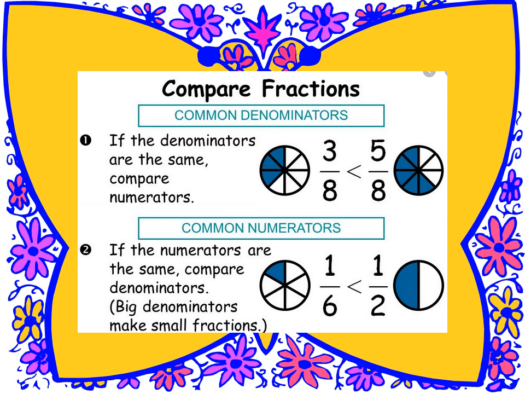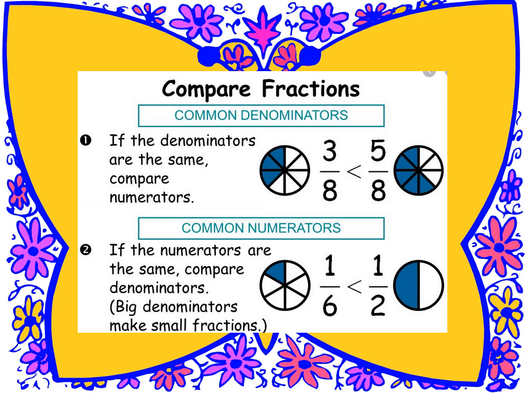To compare fractions we have three cases. The first case is when the denominators are the same, common denominators, like this example: 3 out of 8, 5 out of 8. In both fractions the denominators, the bottom numbers, are the same, 8 and 8. So in this case we only compare the top numbers 3 and 5. Which is greater, 3 or 5? Excellent, 5 is greater. So 5 out of 8 is greater than 3 out of 8.